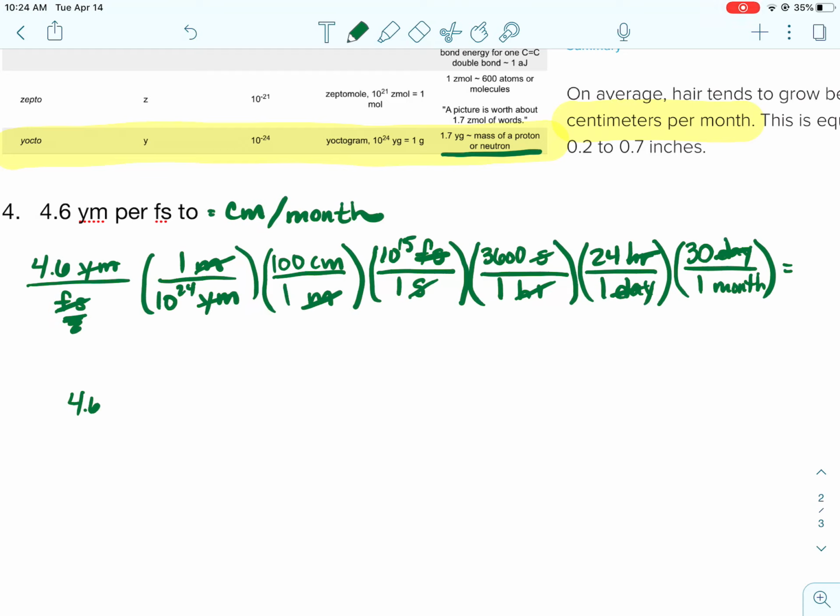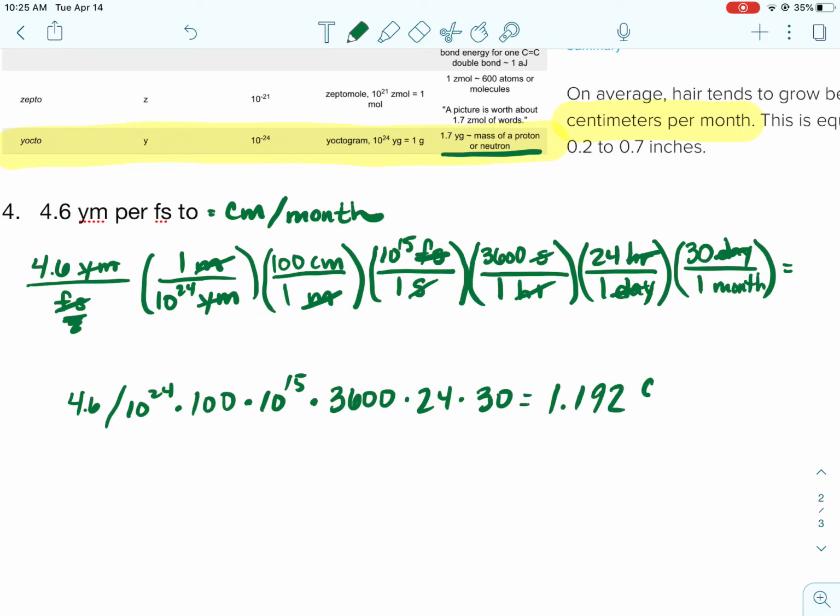Now we have multiplication and division we're going to work with. So in the calculator, we would type 4.6, all right? And then because 10 to the 24th is in the denominator, we're going to divide by that. And then multiply by 100, multiply by 10 to the 15th, multiply by 3,600, multiply by 24, multiply by 30.